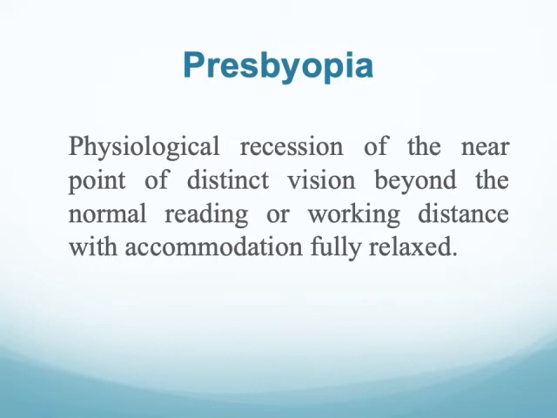Two important points in this definition. It's physiological. This means that it's not a disease. If we speak about diabetes, about hypertension, or anything else, it is a disease, so it occurs to some people only. But the word physiological means it's not a disease. It's something that happens to all the population. And the other point is that accommodation is fully relaxed, because if you use your accommodation, you're going to counteract presbyopia. That's why it's very important for the definition to insist on this. It's a physiological recession, so it happens to almost everyone, and with accommodation fully relaxed.